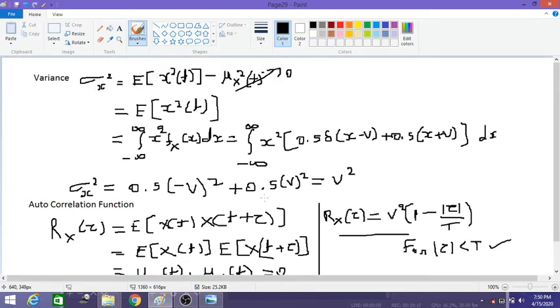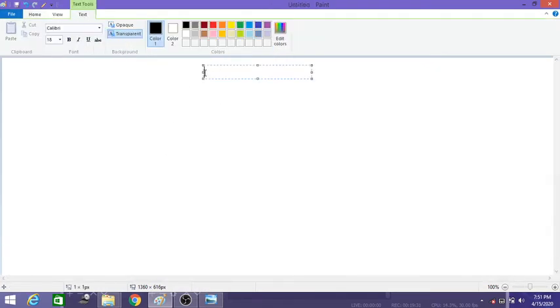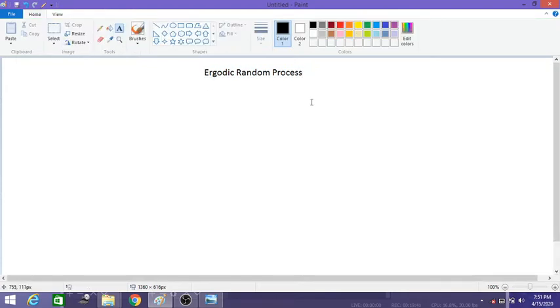Now let us talk about the ergodic random process. Before that, I'll just give a quick introduction of the ergodic random process. Then we will actually compile what it is. An ergodic random process is nothing but this: if the ensemble average and the time average both result in the same value, then such a process we call an ergodic random process. Clear? So this is the basic definition.